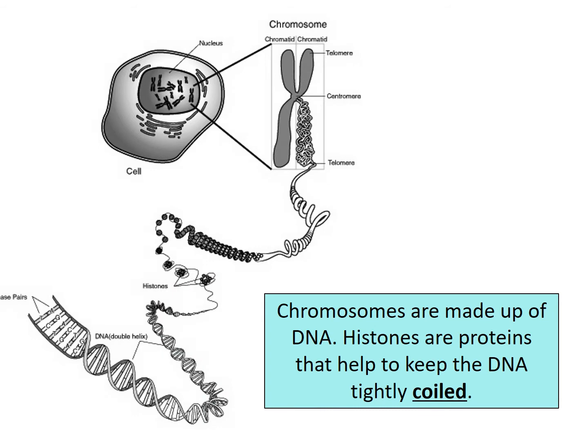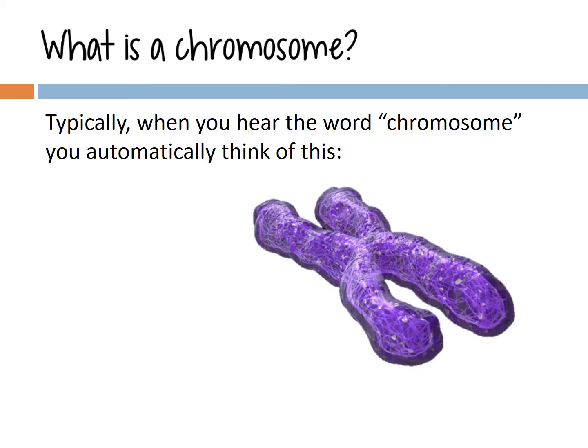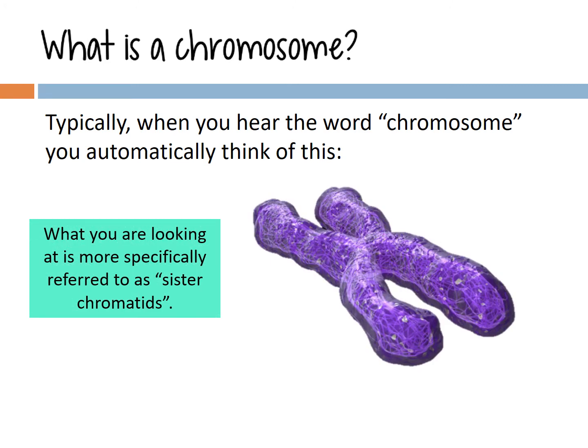Chromosomes are made up of DNA. Histones are proteins that help keep the DNA tightly coiled. Okay, so you see all of these little bundles. They are keeping that DNA, that double helix, all together. So typically when you hear the word chromosome, you automatically think of that. What you're looking at is more specifically referred to as sister chromatids.